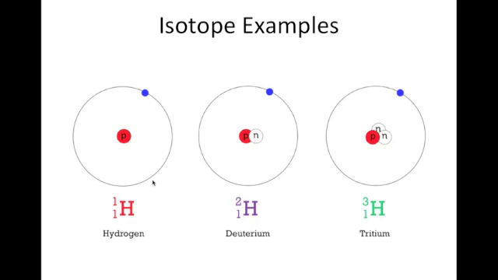These are the 3 hydrogen isotopes. All 3 hydrogen isotopes have 1 electron, and they also have 1 proton. However, they each have a different number of neutrons. The hydrogen isotope has 0 neutrons. Deuterium isotope has 1 neutron, and the tritium isotope has 2 neutrons.